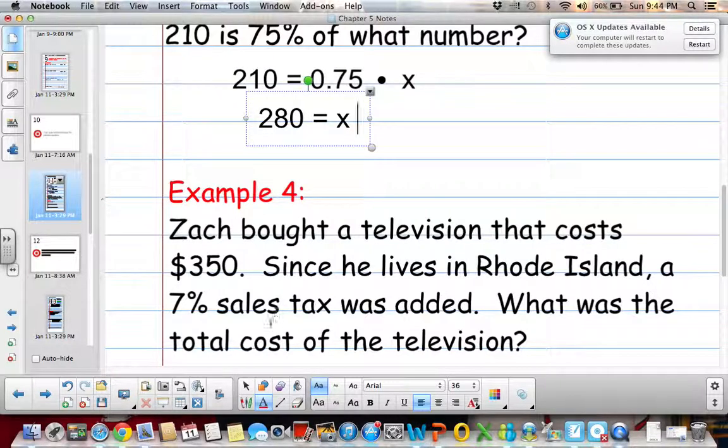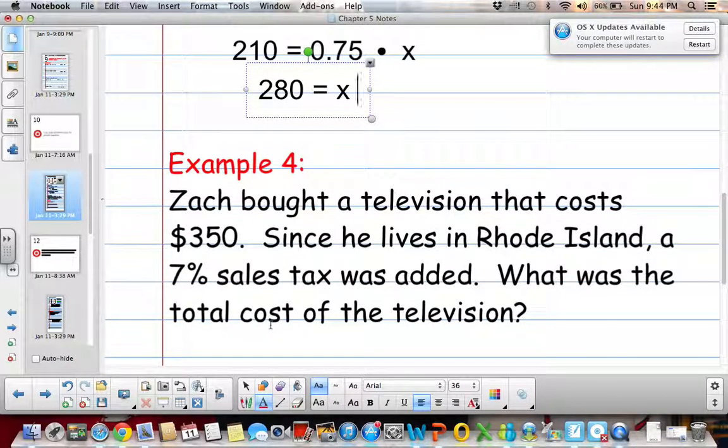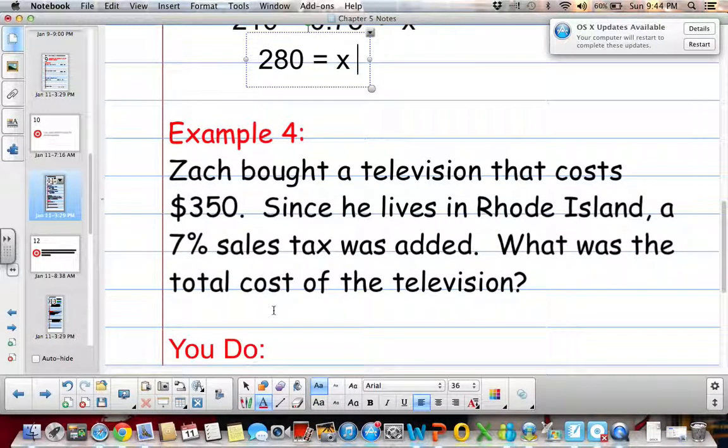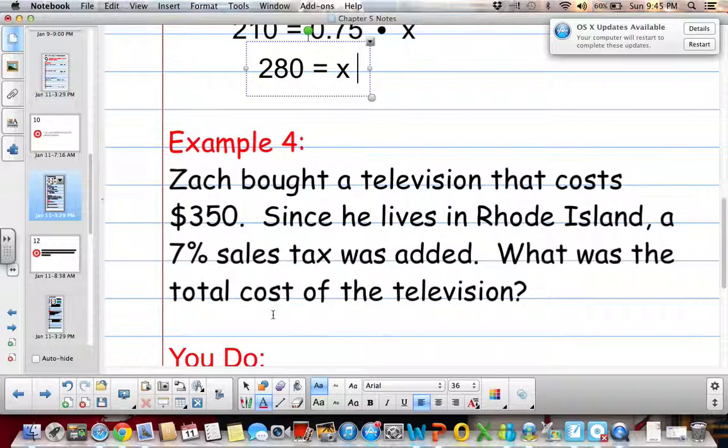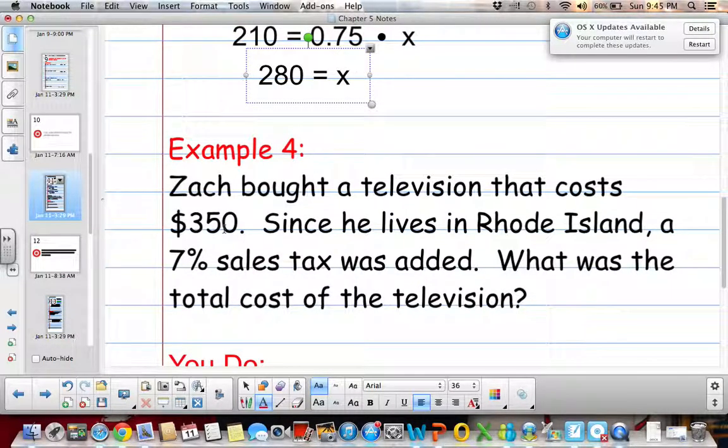Okay, one more example, and then I'm going to have you do a few problems on your own. Zach bought a television that cost $350. Since he lives in Rhode Island, a 7% sales tax was added. What was the total cost of the television? So we have $350, and we need to figure out how much it's going to cost after the tax. So basically what we need to do is find 7% of $350.